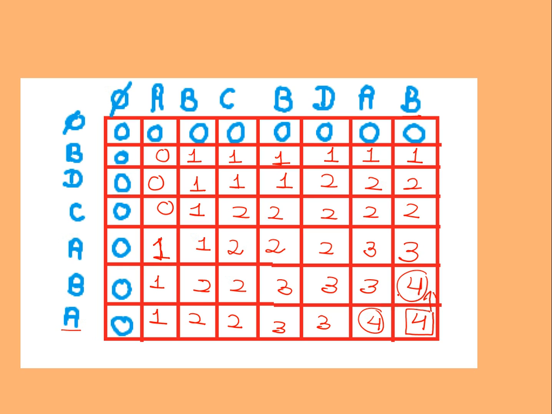Now here I have 4 and B is equal to B. So I'll include this B in my LCS. And now I'll move diagonally. As they both are same, I must have come from here. So 3 plus 1 is equal to 4. Thus now I am here. Again A and A are same. Thus I'll include this A. I included it. Now again I'll move diagonally.